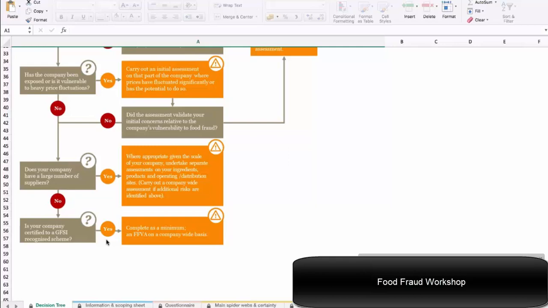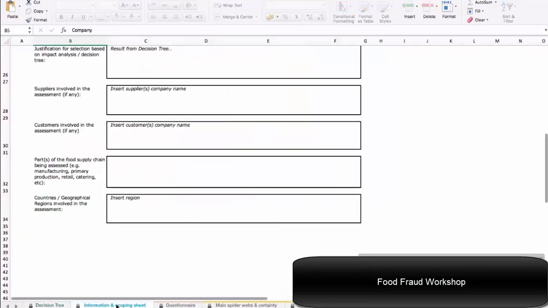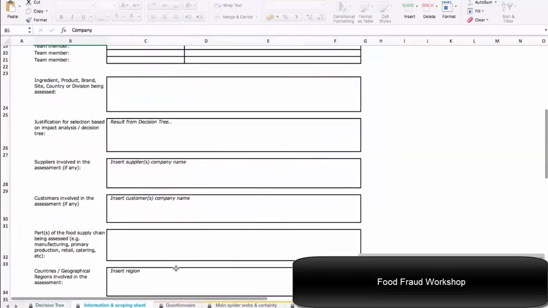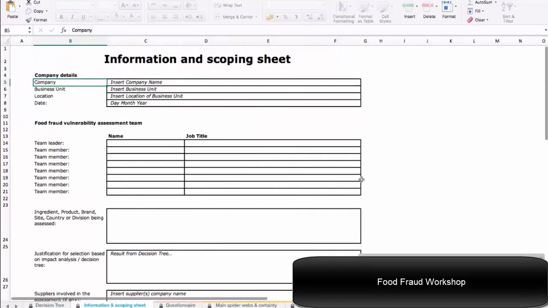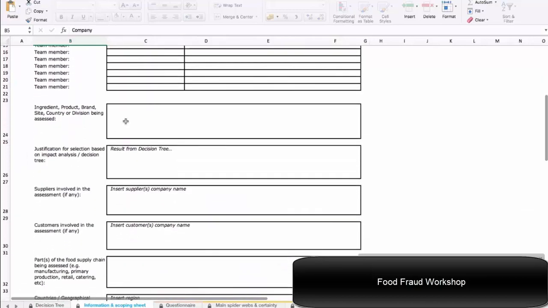Once you've then determined where to actually apply the tool, you then go to the next sheet, and that is the information scoping sheet. Here you basically just put in the general information around what the name of the company is, the business unit, the location, the date where the assessment occurs, the people that are actually included in the actual assessment. Here you determine whether it is done on an ingredient basis, a product basis, a brand basis, or the company as a whole.